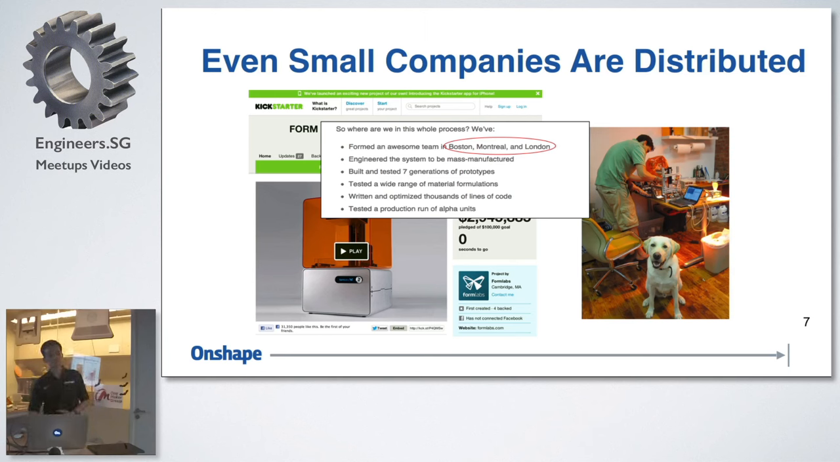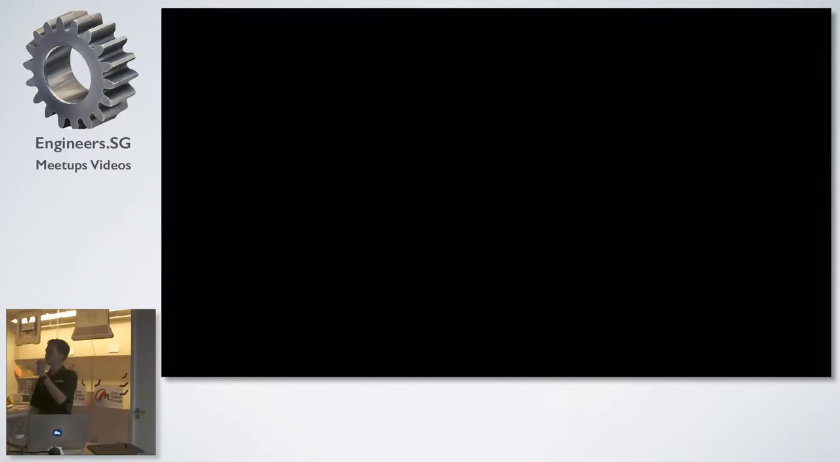You see that even this small company, a startup, also distributes their design in different areas: Boston, Montreal, and London. So all these guys are coming from different places. How do they communicate their design? They use email, maybe, but can we make it better? Can we make it more efficient and less error prone? That's our model. So let's take a look.